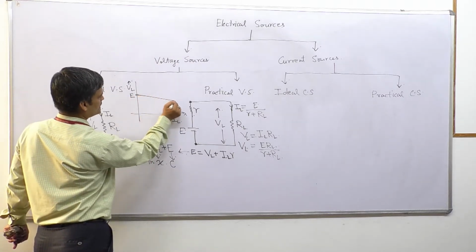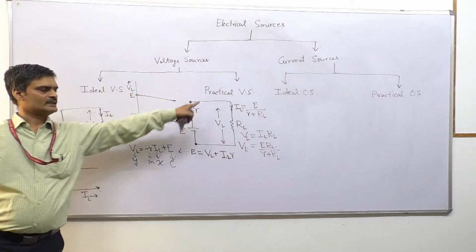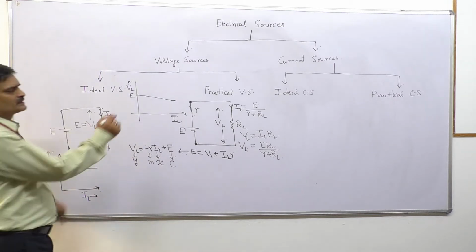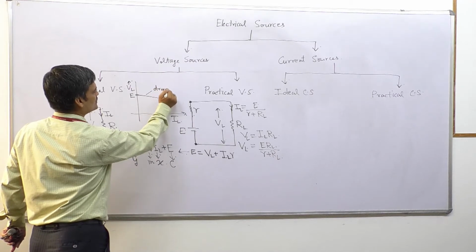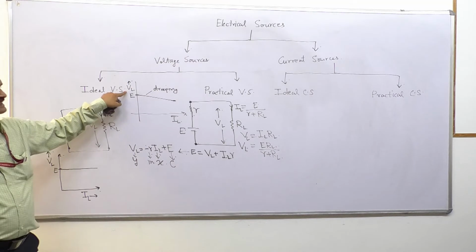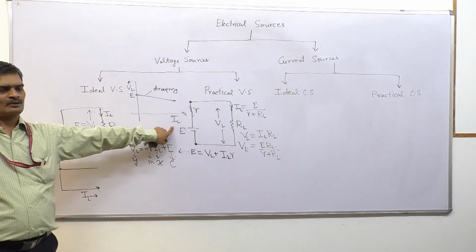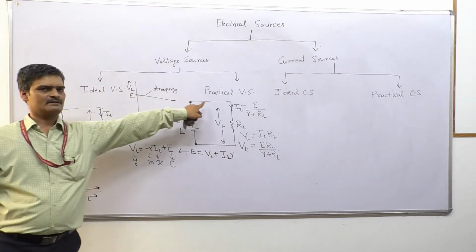So this is the kind of characteristic we get for a practical voltage source. This is for an ideal voltage source. So we can say this is a drooping characteristic. Drooping means the value of load voltage reduces with the increase in the value of load current. So this is the drooping characteristic in case of a practical voltage source.